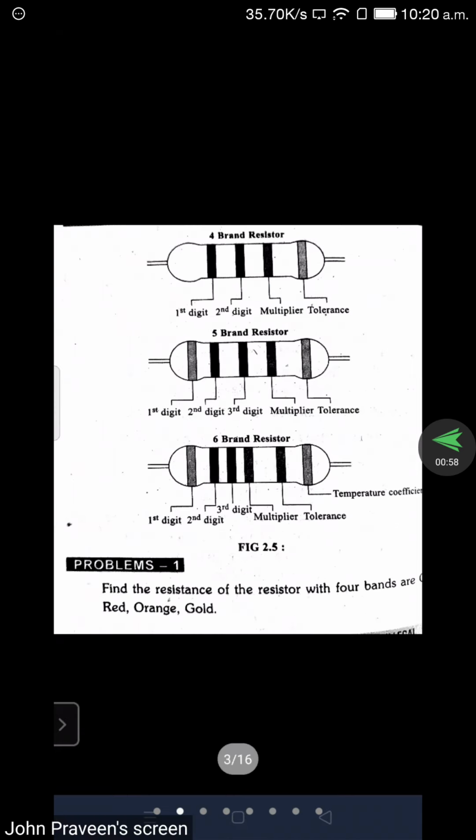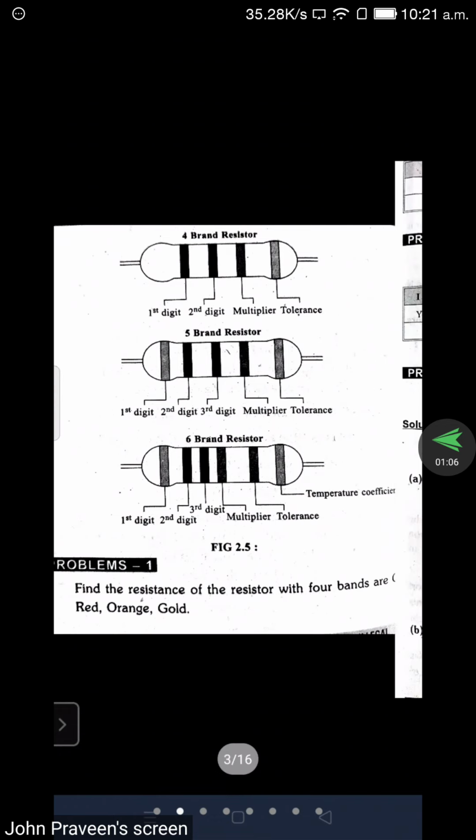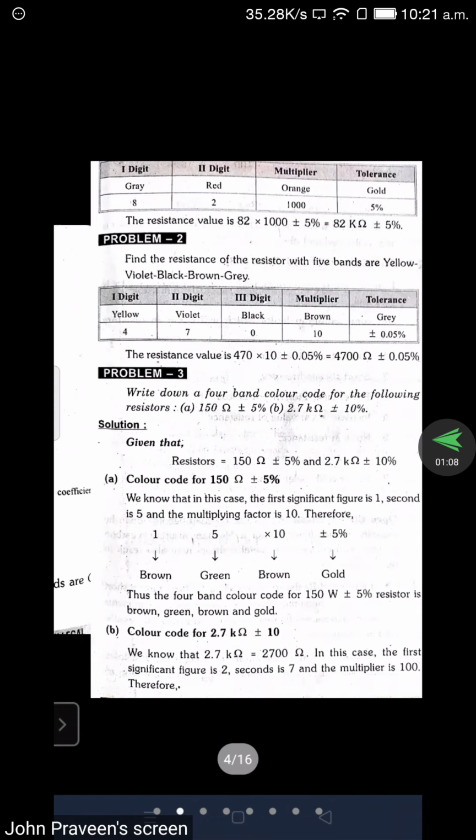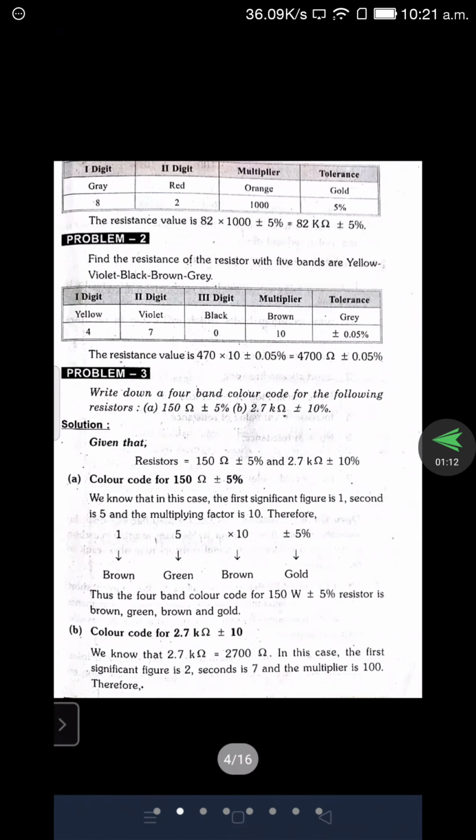So we also see simple problems when the colors are given, like orange, red, orange, gold. So we calculate the value as 82 kilo ohms. At the same time, we discuss what to do when the resistance value is given, so we find out the colors.